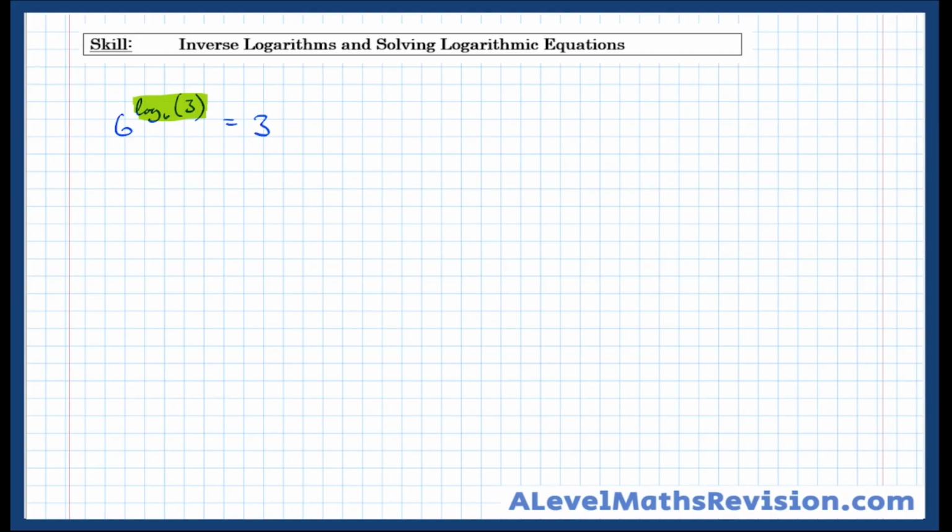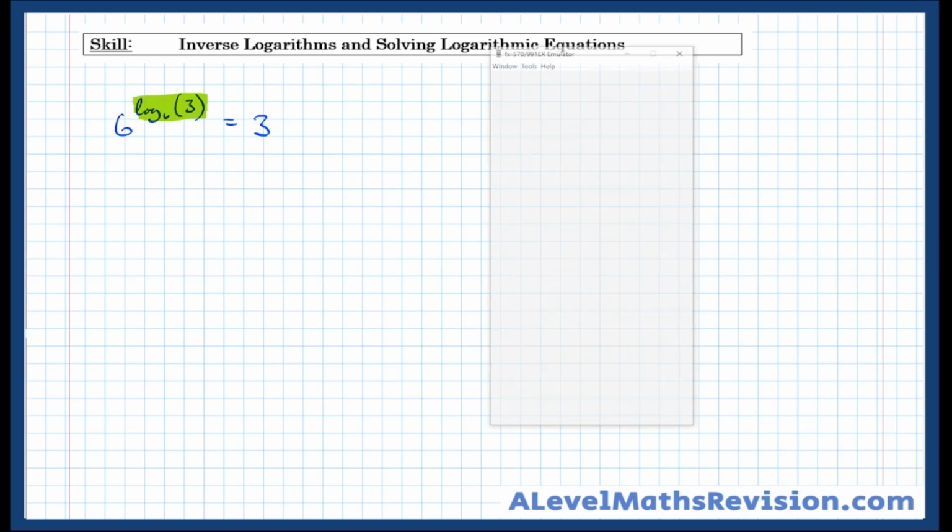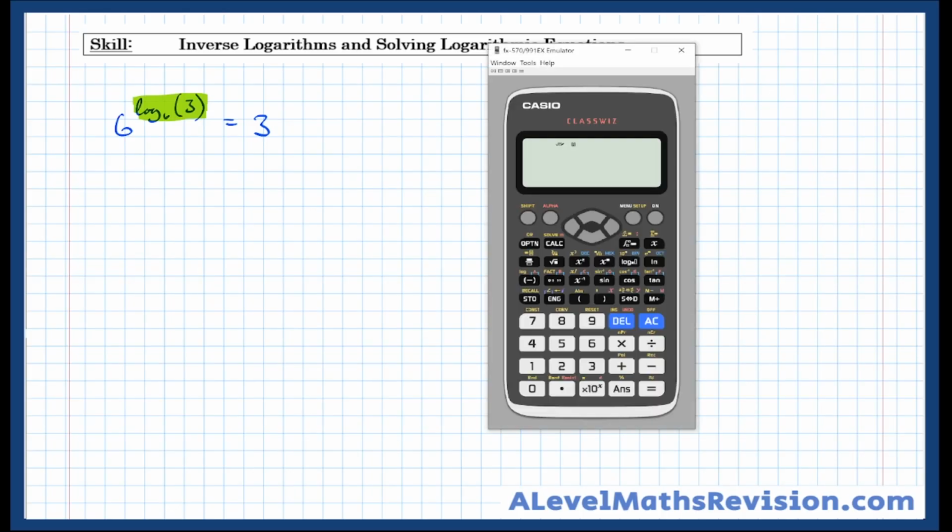So let's go through that again, just to be sure, because this is a key concept. This here says, what power do I give 6 to get 3? Then I give 6 that power to get 3. So 6 to the power of log to the base 6 of 3 is 3. Let's just double check that. So 6 to the power of log to the base 6 of 3 indeed is 3.